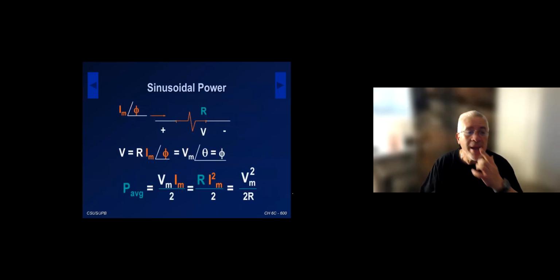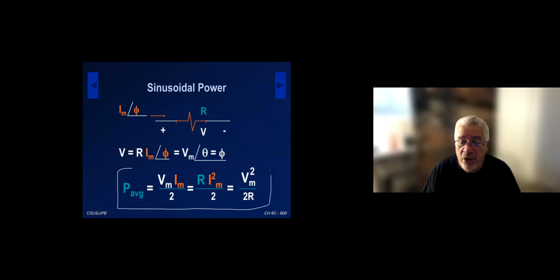So if I have a resistor again, if I put a current in, I'm moving into phasor here. If I put a current Im at an angle phi, then obviously the voltage is the resistance times the current. So you can see that. And then I can calculate the average power.